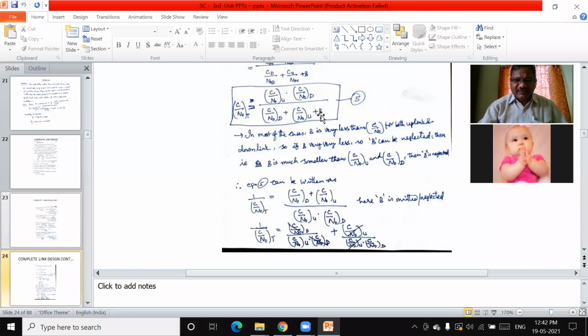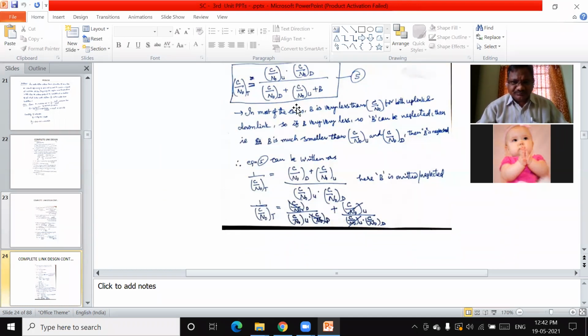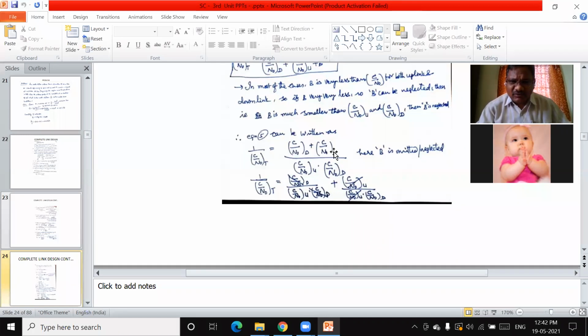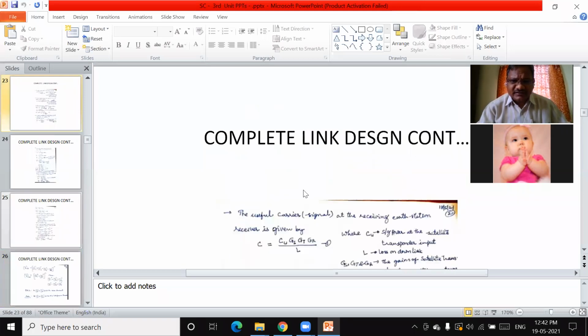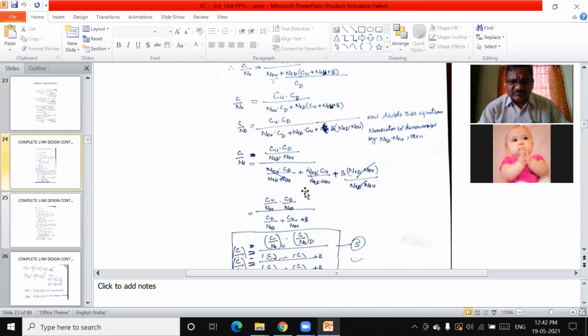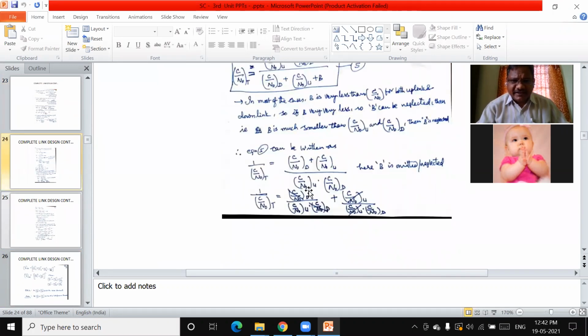So now the equation left is C by N not U into C by N not D by C by N not D plus C by N not U. B is removed. So now this fifth equation can be written as, B has been omitted. B is omitted here. So what happens?